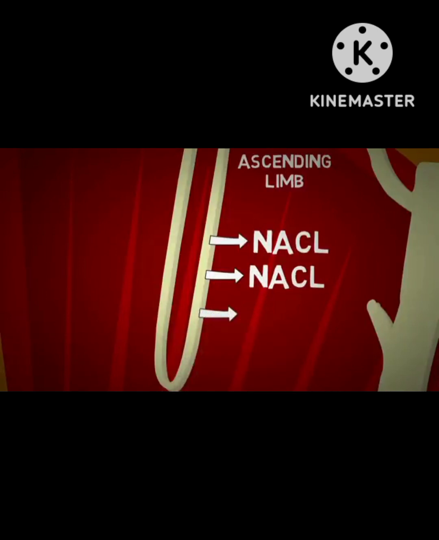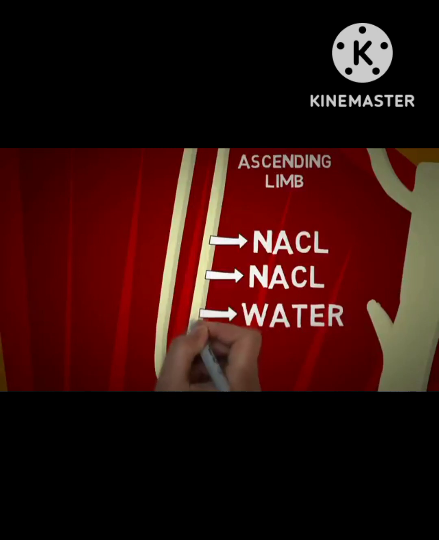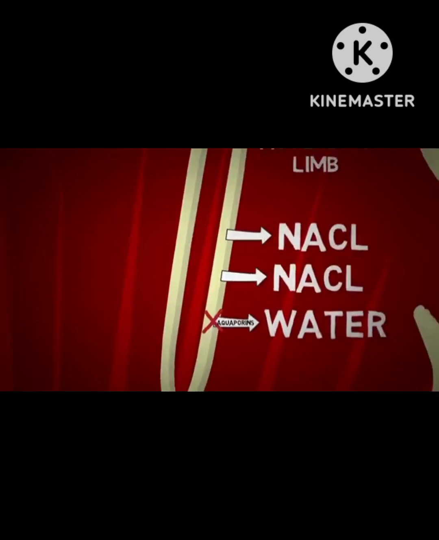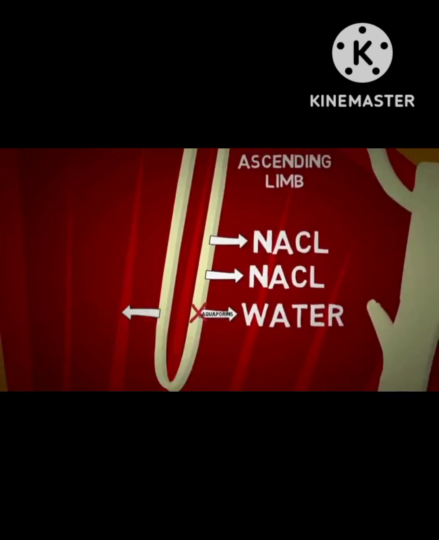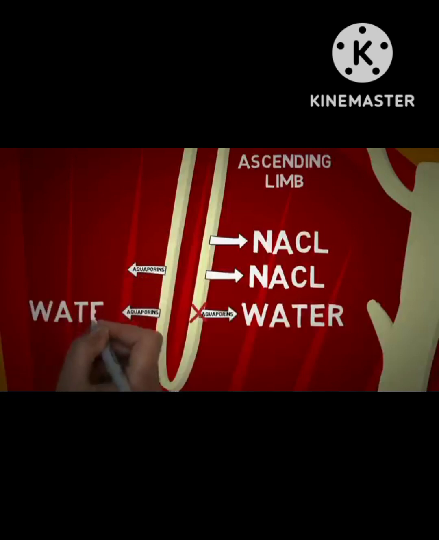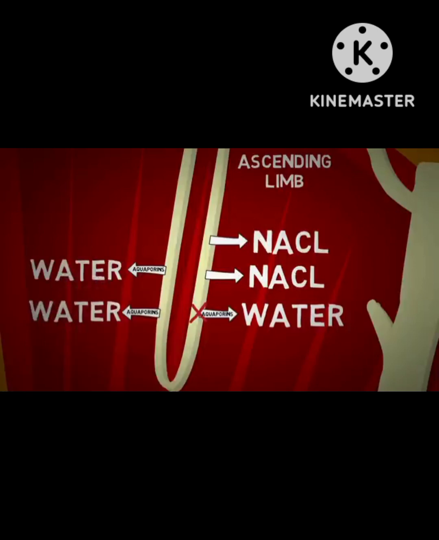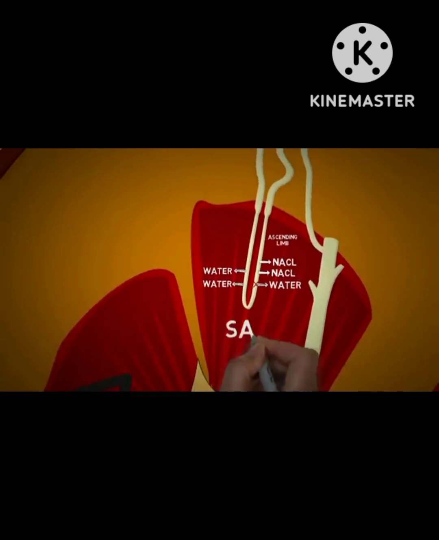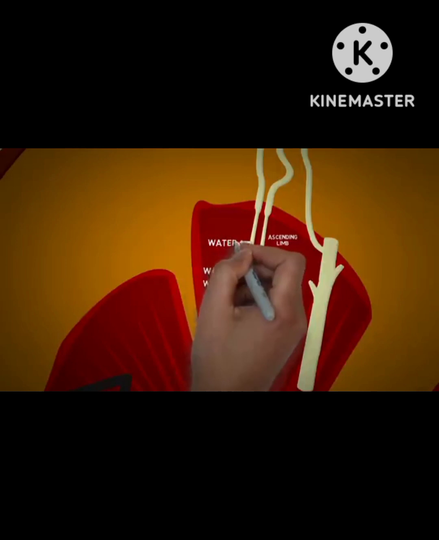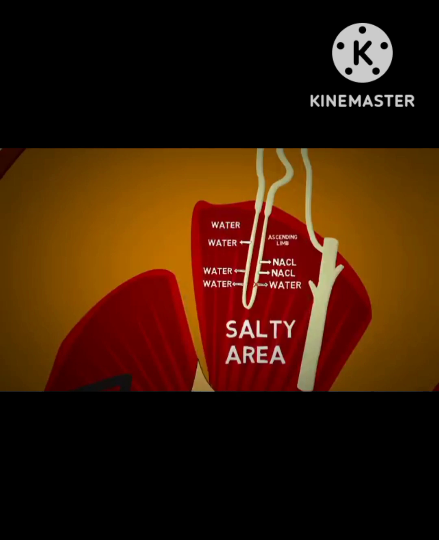The ascending limb, however, does not allow water to move out, as it has no channels in its wall that allow the water to move out. These types of channels that allow water to move out are known as the aquaporins. And these type of channels are actually present in the descending limb of loop of Henle that makes it freely permeable to water. So now this is all salty, and the water will move out of the descending limb into the renal medulla and then eventually into the blood vessels and gets reabsorbed.